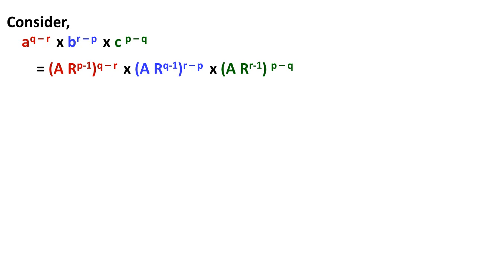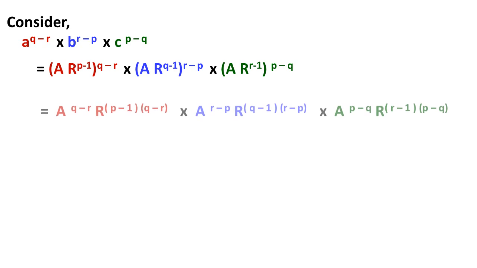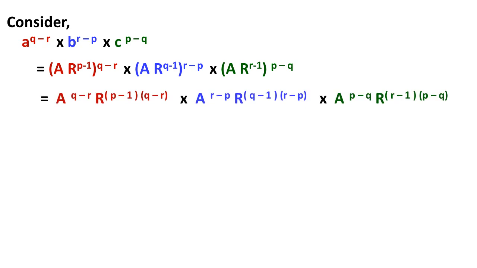In the next step, let us remove the exponent, that is a to the power q minus r into r to the power p minus 1 into q minus r, and it continues for the remaining two terms also. Just observe the slide. Each term, how it is expanded, is differentiated in 3 different colors just to make you understand what is the result obtained in the next step.